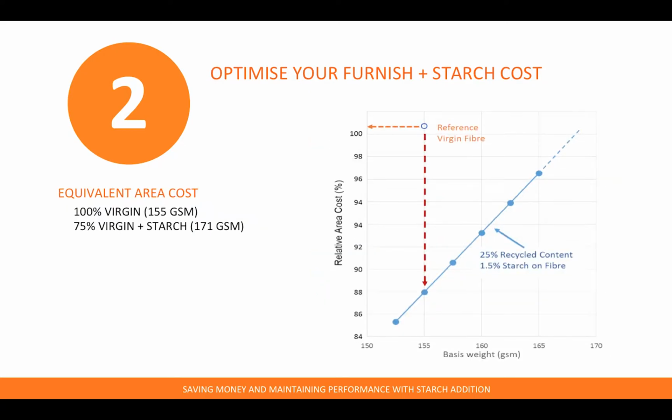You can also optimize your furnish and starch cost, and one way of doing that is to actually take the saving you have by adding recycled fibre and increasing the basis weight. You'll still end up with either the same cost or a very much improved performance in, say, burst and compression strength.